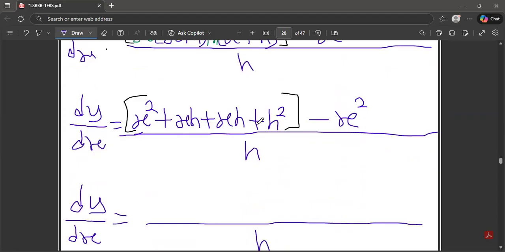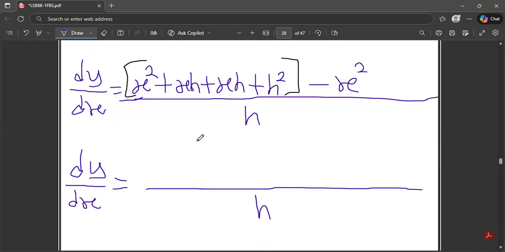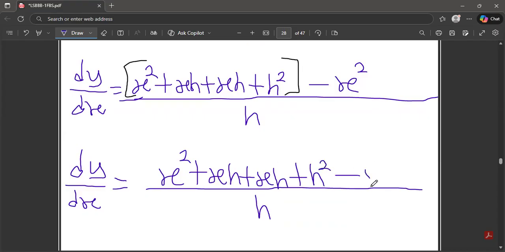And whatever you are seeing at the top over here is the same as x squared plus xh, plus xh again, plus h squared. I hope you can hear me, please. Yes, please. I can hear you. Minus x squared. So at the end of the day, what can you see?